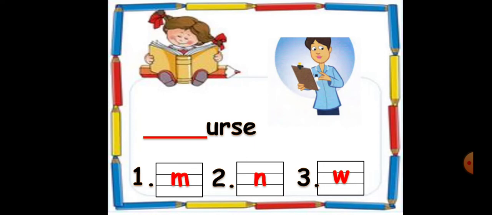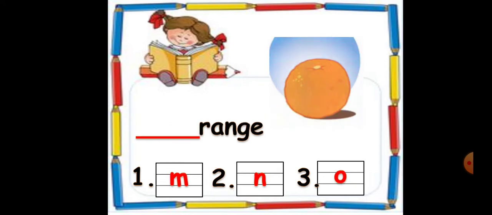Let's see the second one. What is the missing letter? Is it ma, na, or wa? Well done. So the missing letter is na, and the word is nurse. Excellent. Let's see the third one. What is the missing letter? Yes, it's O, and the word is orange. Excellent.